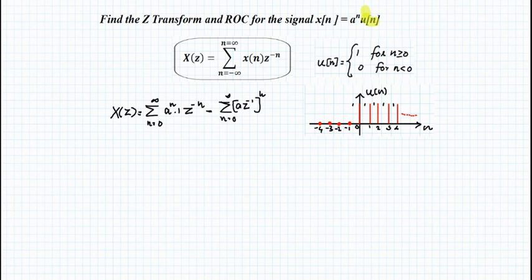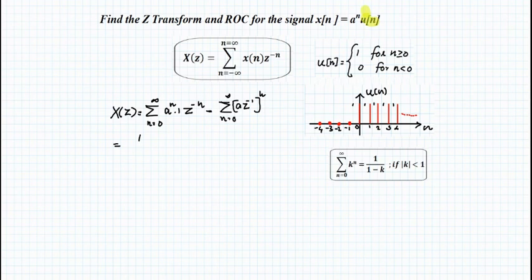Now we can apply the summation formula. So this is the general formula to evaluate the summation. If it is n is equal to 0 to infinity k raised to n, you can write 1 by 1 minus k, provided this modulus of k is less than 1. So in place of k, here it is given a z raised to minus 1. So I can apply this limit, and I can write 1 by 1 minus a z raised to minus 1, provided this condition is satisfied.